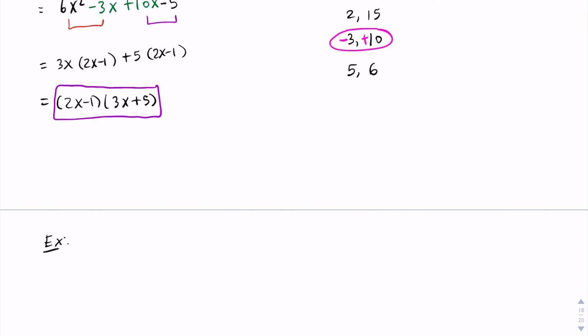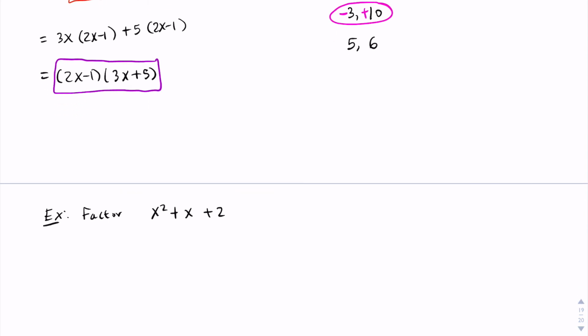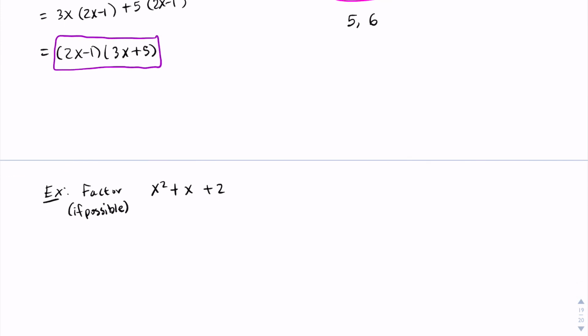Say I ask you to factor x squared plus x plus 2. Factor x squared plus x plus 2. And again, I'm going to say if possible. X squared plus x plus 2. So it has 3 terms. So we will take a look at the product AC, right? What is AC equal to here?